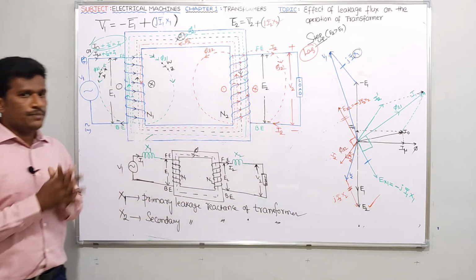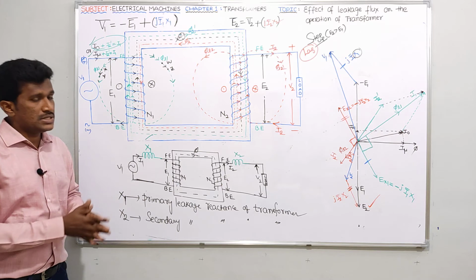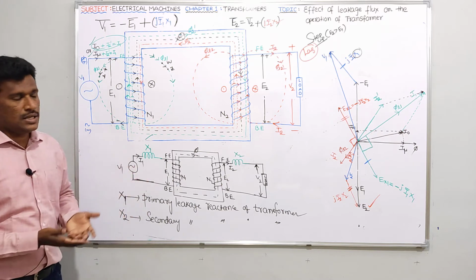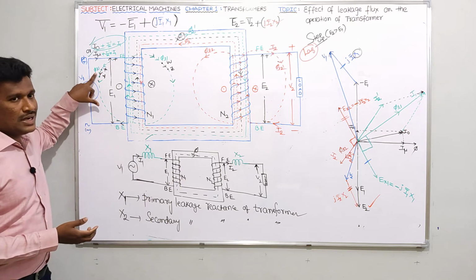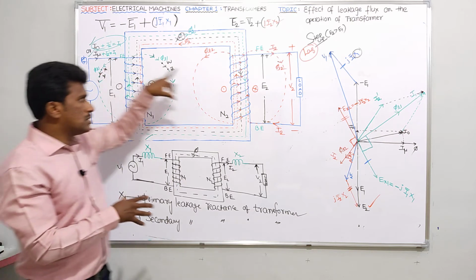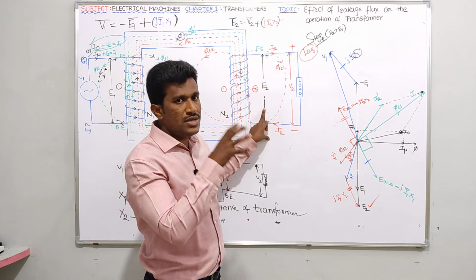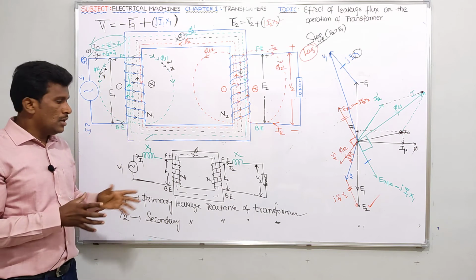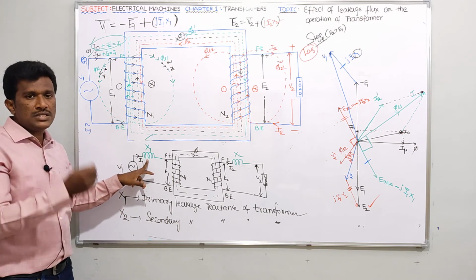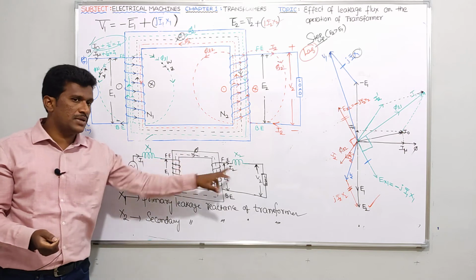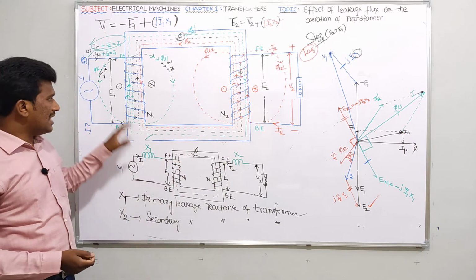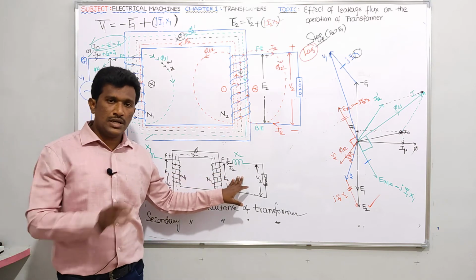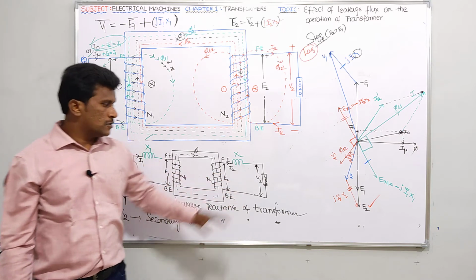If you want to compensate the leakage flux, because of this leakage flux you are getting some EMF EX1 in the primary side, and because of leakage flux phi L2 you are getting some EMF EX2 in the secondary side. To compensate those EX1 and EX2, we have to place imaginary, fictitious reactances X1 and X2 in the primary and secondary sides, so that EX1 is compensated in the primary side and EX2 in the secondary side. Is it clear, guys? Please note down that point.